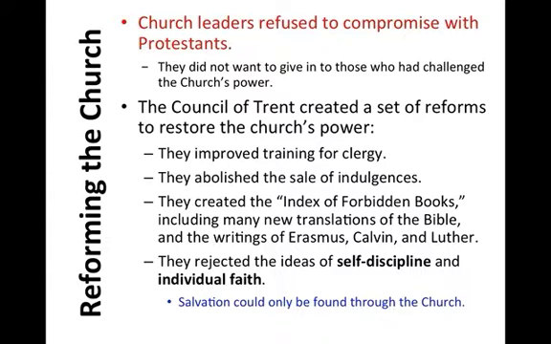These included new translations of the Bible and any writings by the humanist Erasmus, the reformist Calvin, and of course Martin Luther. In addition, they rejected the ideas of self-discipline and individual faith. That is, the idea that salvation could be found outside of the church. The Council of Trent insisted that salvation could only be found through the church.